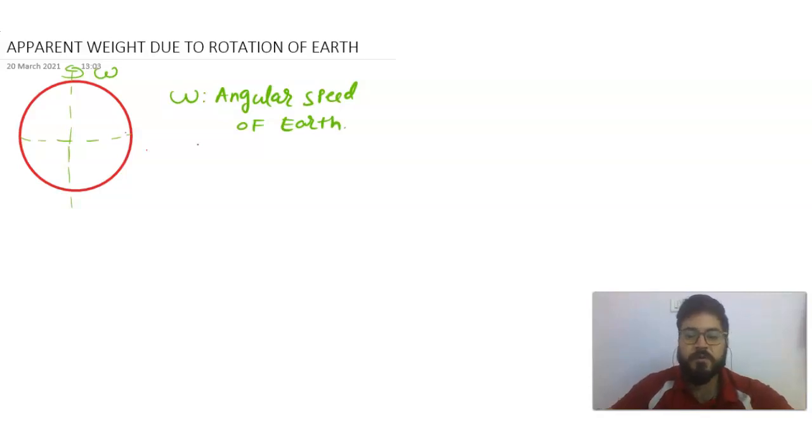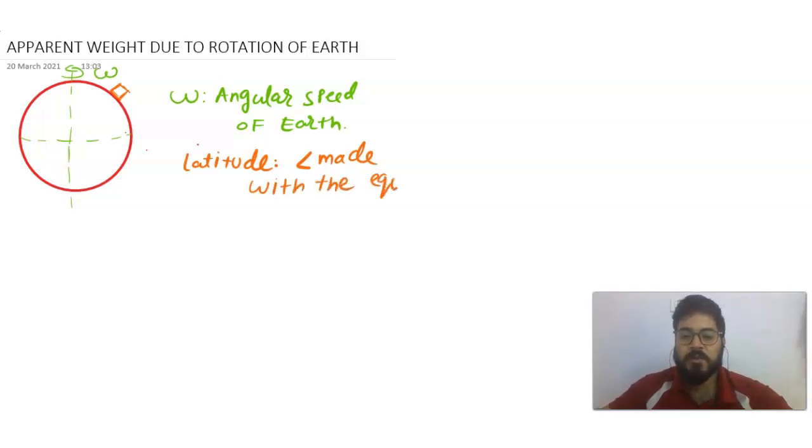Now this is the equatorial line or the equator over here. Now let us say that you consider an object placed somewhat like this here. Let's say this is the object here. And we define something called the latitude. Now what is latitude? Carefully understand. Latitude is the angle made with the equatorial plane.